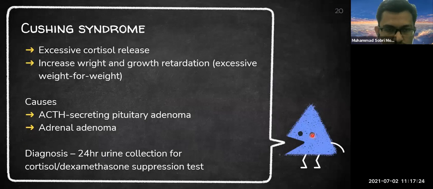And next about Cushing syndrome, also due to excessive cortisol release, with increased weight and growth retardation, and also an excessive weight for height ratio. It can be due to an ACTH-secreting pituitary adenoma and also adrenal adenoma. And to diagnose, we have to do the 24-hour urine collection for cortisol or dexamethasone suppression test.